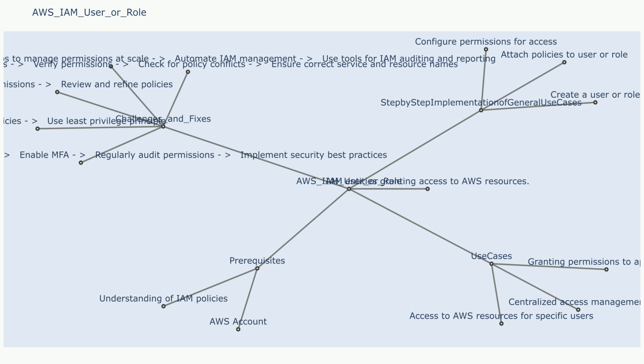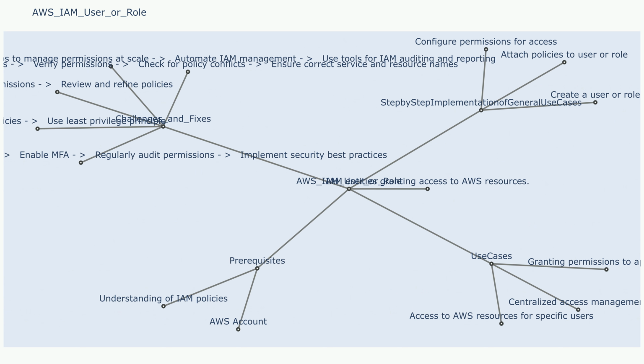Access denied errors: if users or roles are getting access denied errors, it means they do not have the necessary permissions. Verify permissions. Make sure that the user or role has the necessary permissions to access the resource. Check for policy conflicts. If a user or role has multiple policies attached, there could be a conflict between the policies. Check the policies to see if there are any conflicts. Ensure correct service and resource names. Make sure that the service and resource names in the policy are correct.